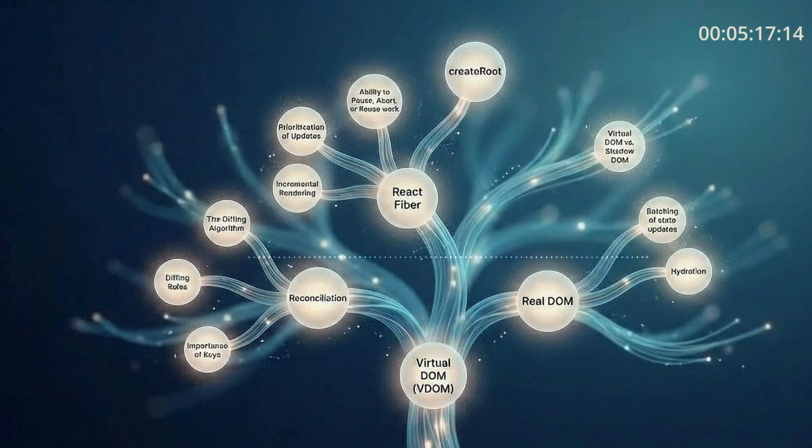What about Rule 2? Rule 2, same element type. Now, if the elements are the same type, say it's comparing two div elements, React gets much more surgical. It just looks at the attributes, or props. It will only update what's changed, like a class name or an on-click handler, and leaves the children and the structure alone. This is the ideal, fastest kind of update. And then there's Rule 3, the one that trips up so many new developers. Lists and keys. Oh, this is the biggest performance pitfall.